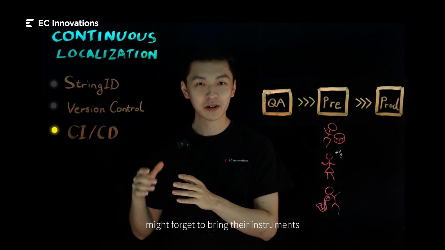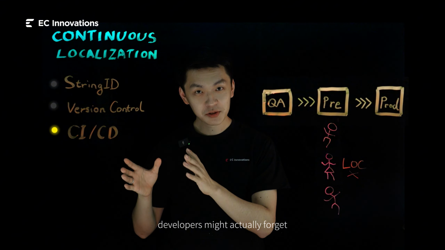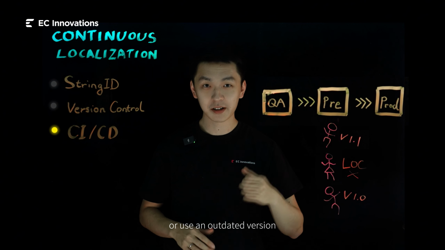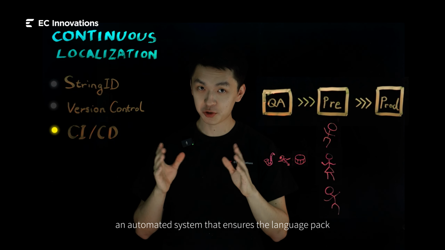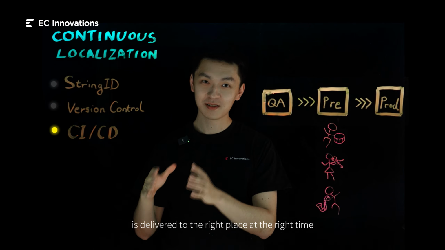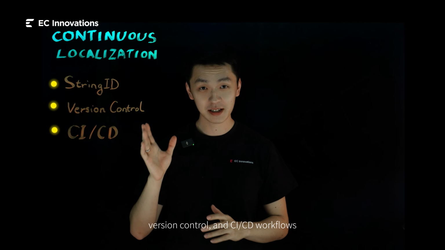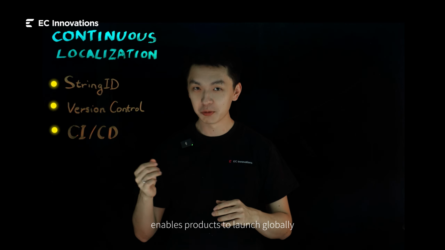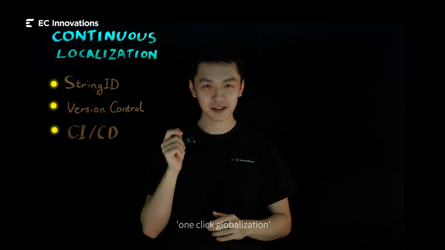Just like a musician might forget to bring their instruments or bring the wrong one, developers might actually forget to include the correct localization kits or use an outdated version. Continuous localization acts as an automated system that ensures the language pack, or your instruments, is delivered to the right place at the right time. Through the combined power of string IDs, version control, and CI/CD workflows, continuous localization enables products to launch globally at lightning speed. It's the key to achieving true one-click globalization.